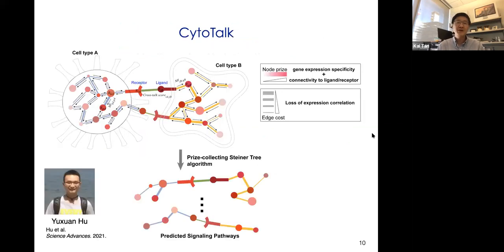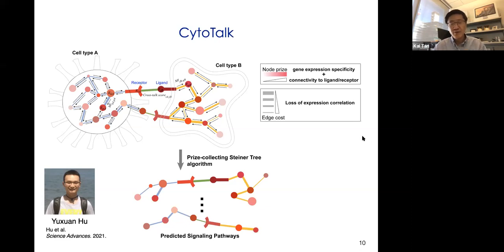So towards this goal, a very talented former graduate student in my lab, Yuxuan Hu, developed this algorithm called CytoTalk. This was recently published. The basic idea is we want to infer the entire pathway de novo. So we treat this problem as finding a communication network between 2 cell types.